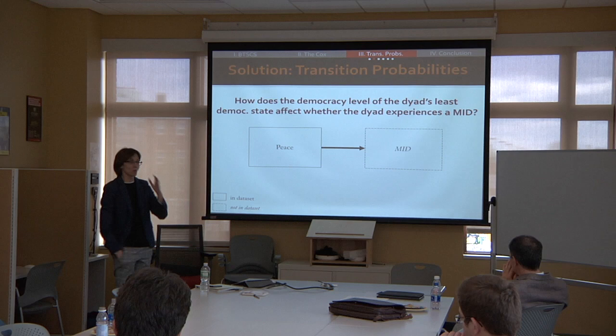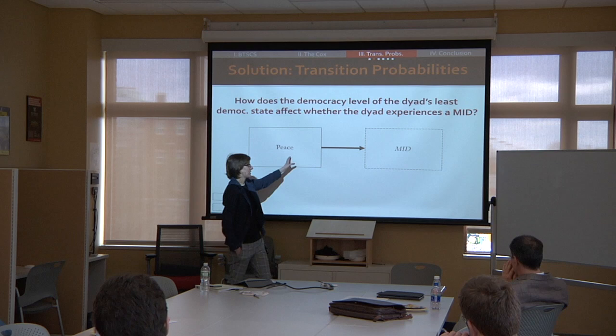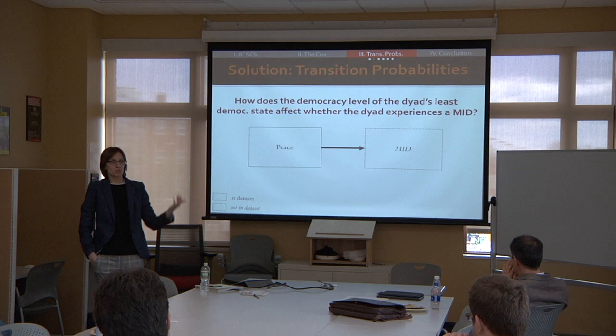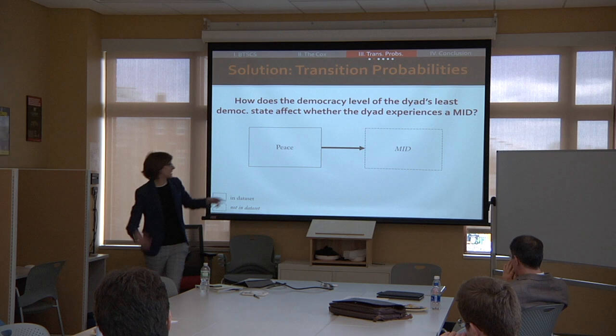And the way we usually model this is that the pair of states are at peace. Then a MID starts, so this would be onset, which is what the arrow represents. And then from our data set's perspective, things disappear. We don't really model what happens once they're in a MID; there is a mystical black box. And then sometimes these states just reappear at peace again.